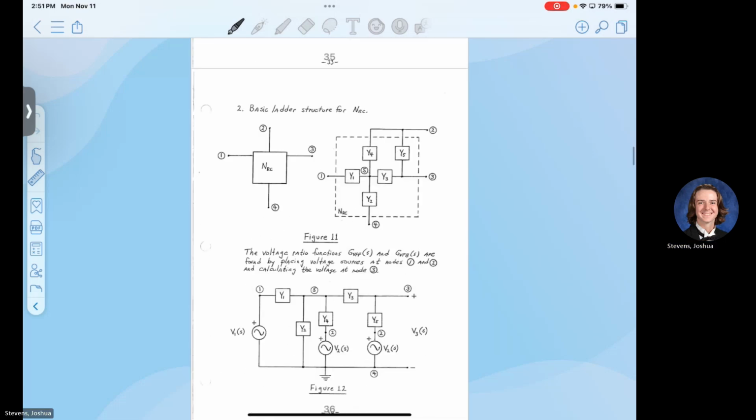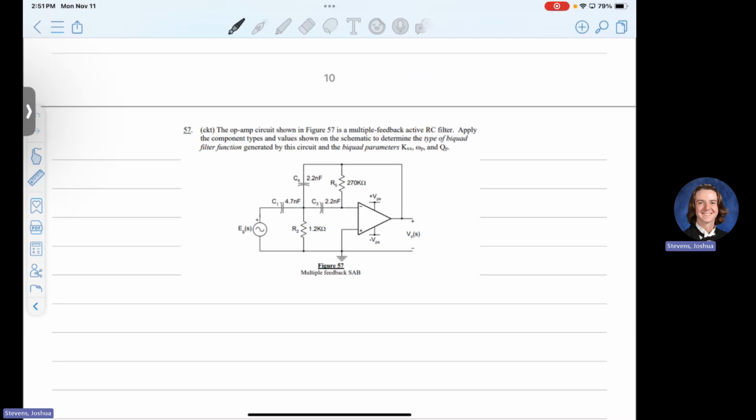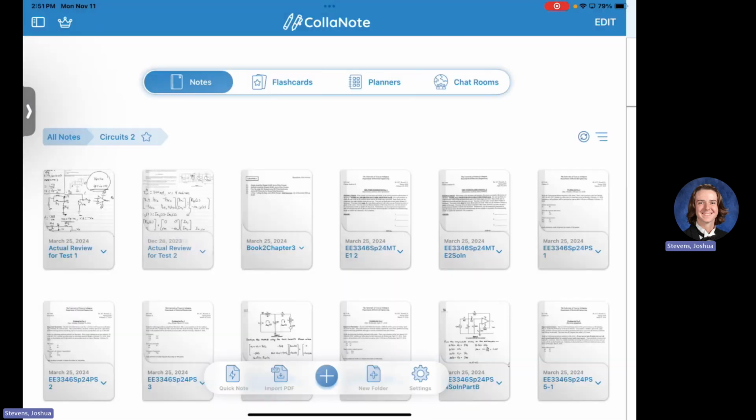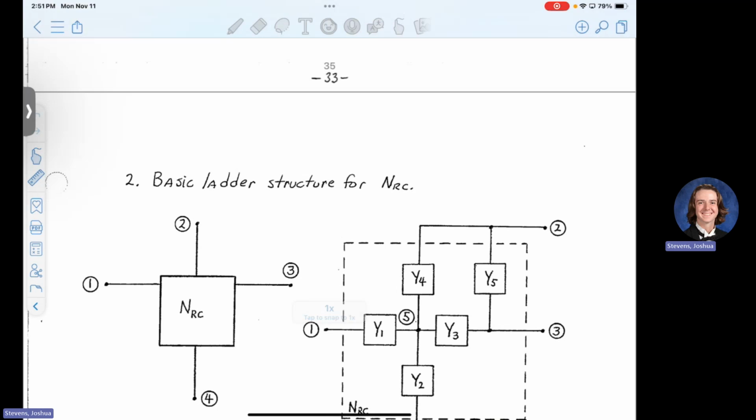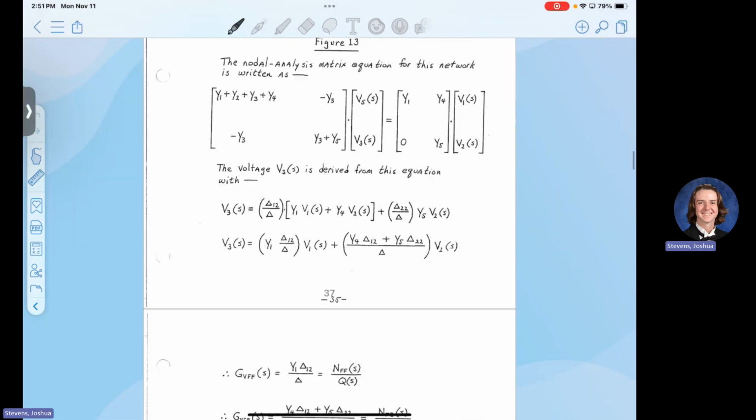Okay. So another thing that was important to note, this is page 36. This says multiple feedback active RC filter. So we need to look for that in this book 2, chapter 3. Okay. So we have this. Keep going.